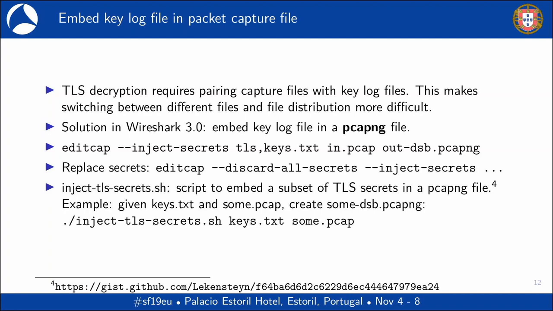the ability to embed TLS secrets in a PCAPNG file. It doesn't work with plain PCAP files because it is not that extensible, but the PCAPNG file is able to store this key. Internally this feature is called a DSB, which stands for Decryption Secrets Block. So if you were looking carefully, the previous file I used also had DSB in the file name, which is the convention I use to indicate that secrets are stored in a file.